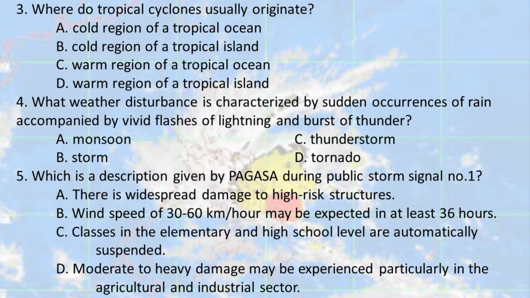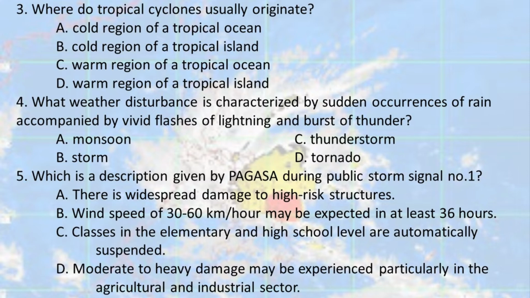4. What weather disturbance is characterized by sudden occurrences of rain accompanied by vivid flashes of lightning and burst of thunder? A. Monsoon. B. Storm. C. Thunderstorm. D. Tornado. 5. Which is a description given by PAGASA during public storm signal number 1?